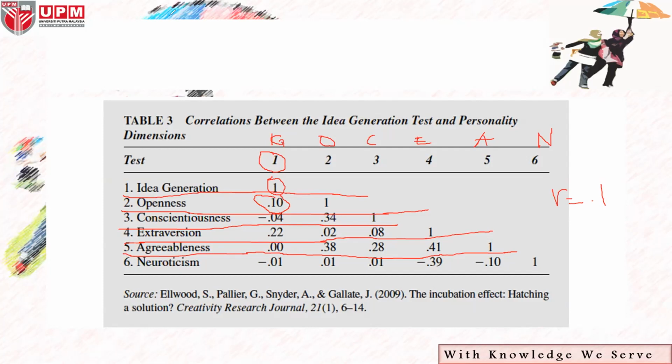Positif tu. Apa dia? Positif. Okay, so the relationship is positive. Okay, in terms of strength of the relationship is how much? How many is the strength of the relationship? If we base on the Guildford rule of thumb, recall balik.